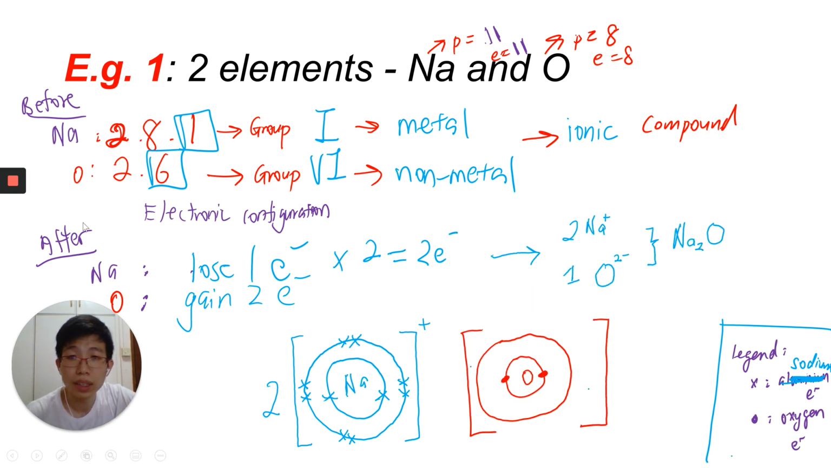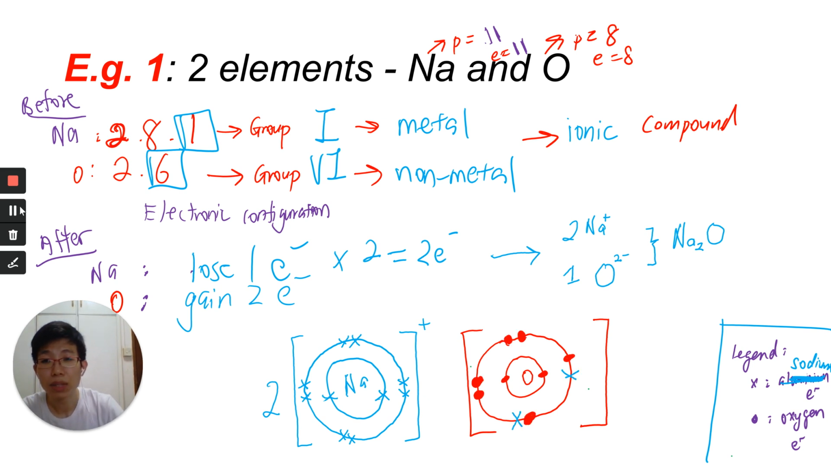So I draw in the first electron shell first with 2 electrons. Now I need to draw 8 more electrons for the second shell. But a thing to note is that the additional 2 electrons came from sodium. That's why you need to draw the cross to represent that these electrons initially came from sodium. To make the drawing easier for you to see, I use a different color in order to differentiate that these electrons came from sodium.